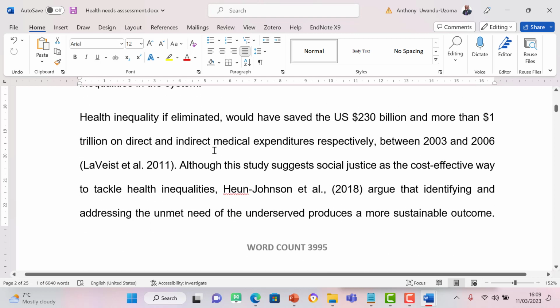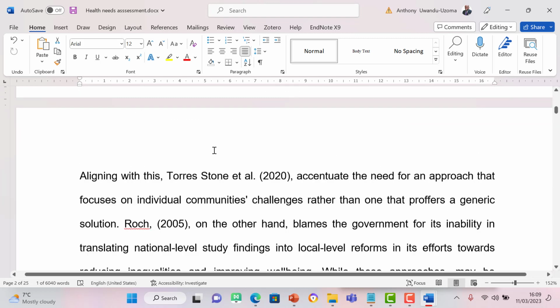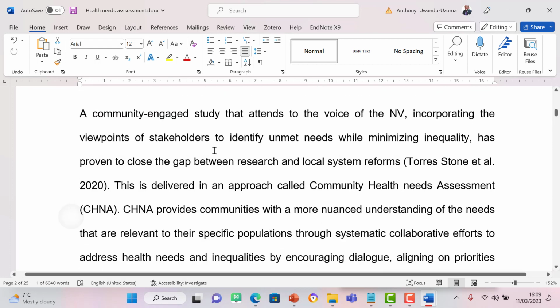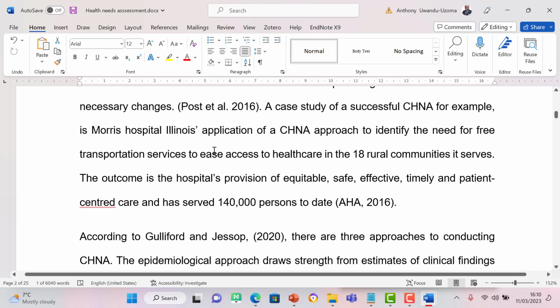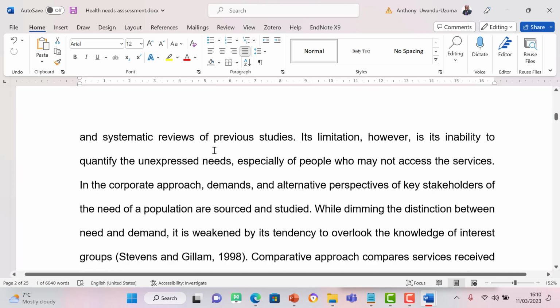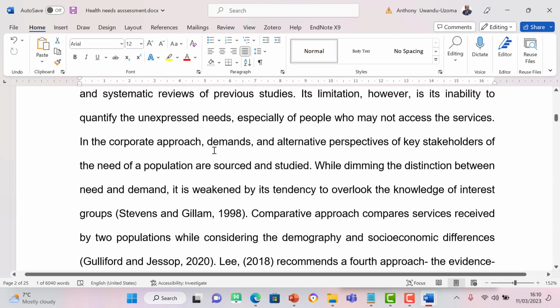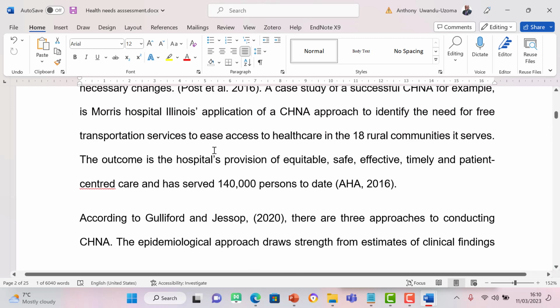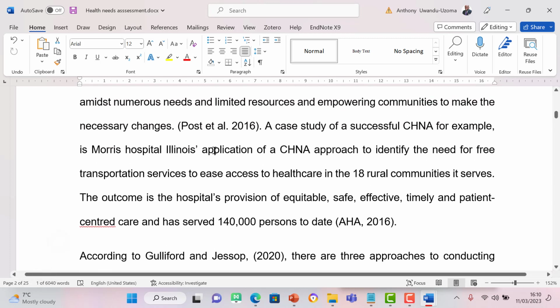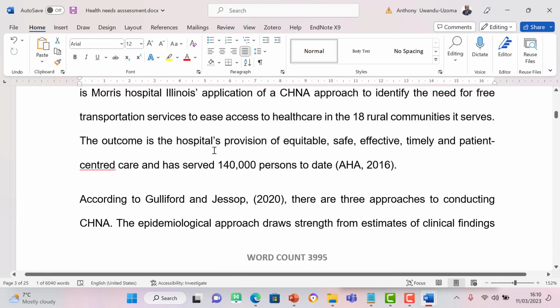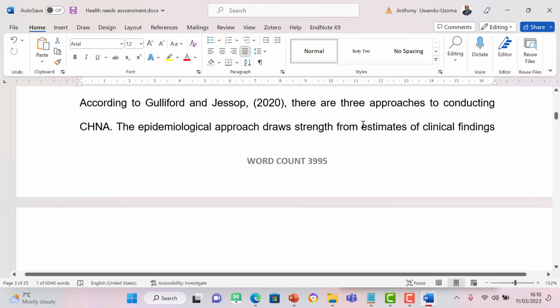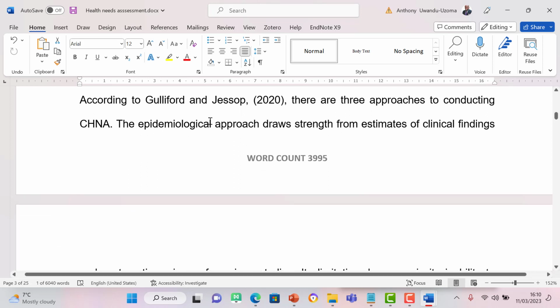Then let's go straight to where I want you to see how she introduced the approaches to health needs assessment. Here she said, according to Guilford and Jessup, there are three approaches to conducting health assessments. Now look at this.